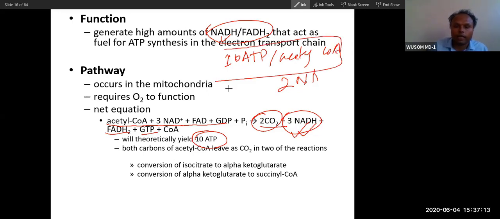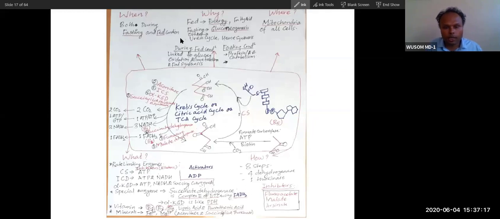Okay, 10 ATP per acetyl coenzyme will be produced. So this is actually a type of summary reaction. We will talk about this later. Whenever you start any reaction, just ask these questions.